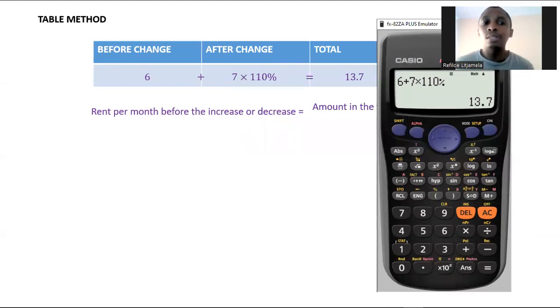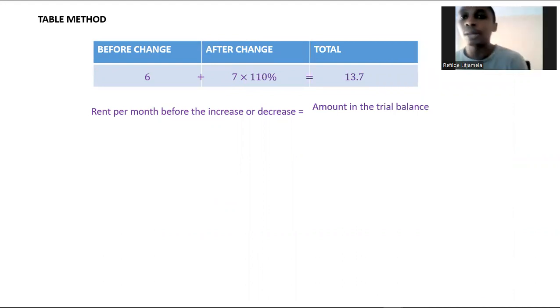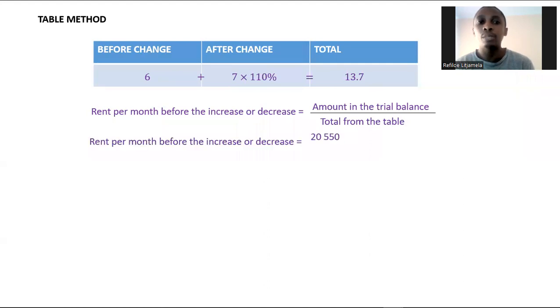Now we're trying to calculate rent per month before the increase or the decrease. In this case, it's before the increase. You will take the amount that you have in the trial balance, which was 20,550, and divide it by the 13,7. It'll give you your rent per month, and your rent per month will be 1,500.